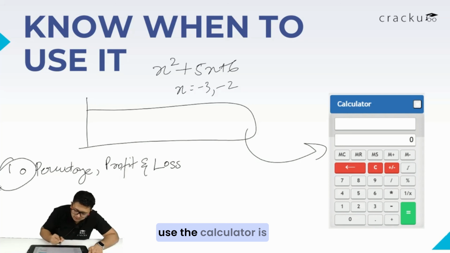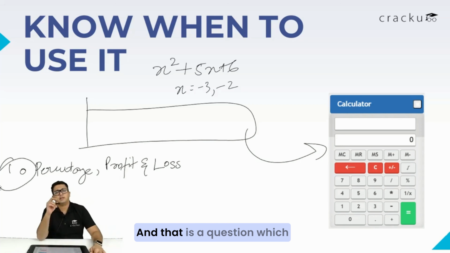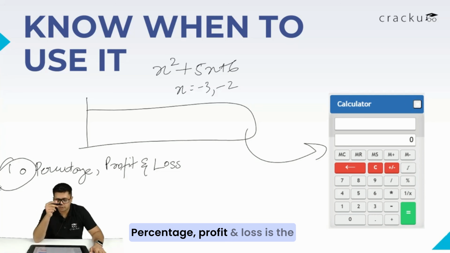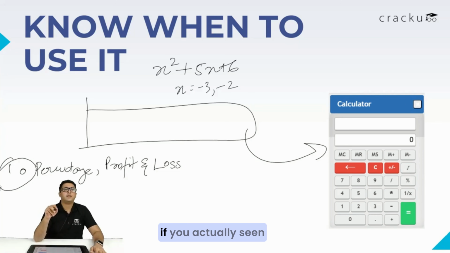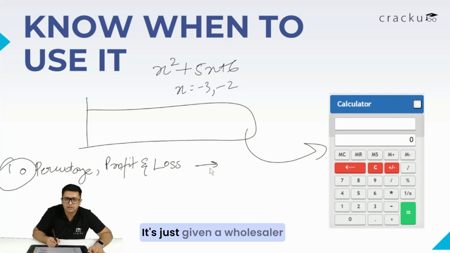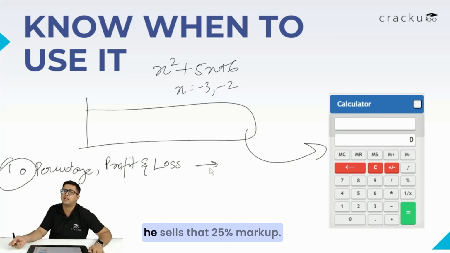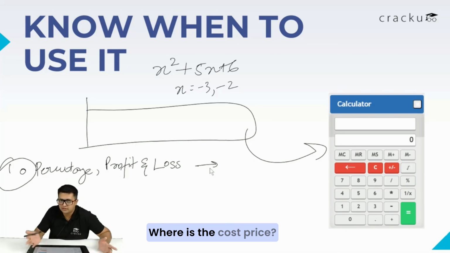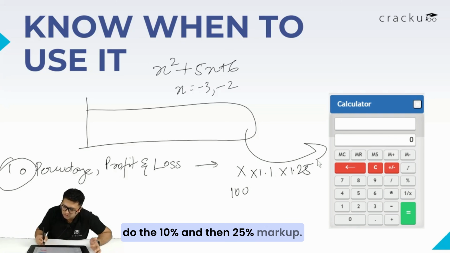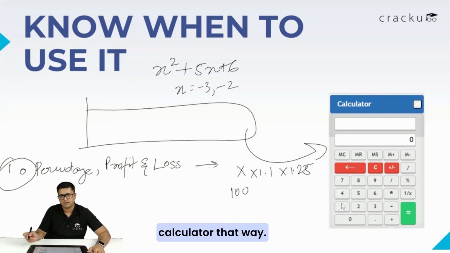Number one place to use the calculator is percentage and profit and loss, and that is the question which we will be doing today to show you how to use the calculator effectively and as fast as possible, right? Percentage profit and loss is the best way, because so many times if you've actually seen percentage profit and loss questions, right, they actually don't even give a number, right? It's just given a wholesaler buys at a 10% premium from the manufacturer and he sells at 25% markup, right? Where is the cost price? Where is the selling price, right? You have to take everything as X or 100 and then do the 10% and then 25% markup. So much easier to use the calculator that way, right?